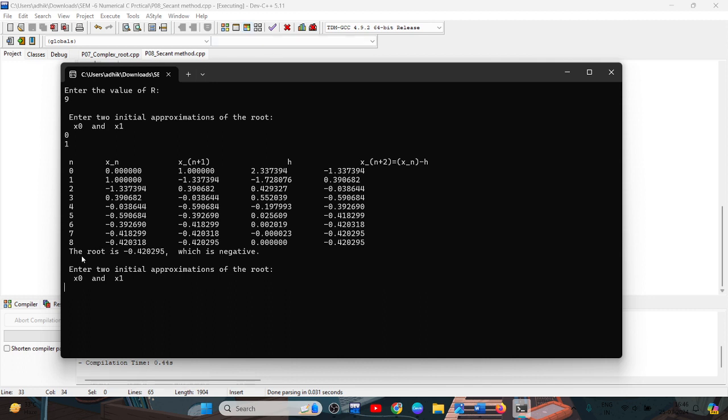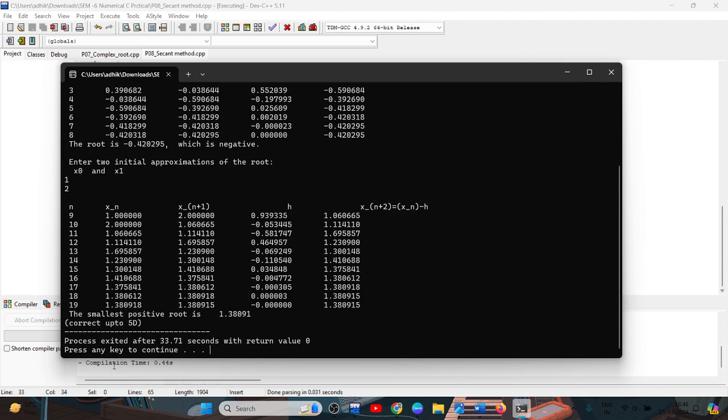Enter the value r, say 9, and enter the two initial approximations of the root, x0 and x1. We put x0 as 0, x1 as 1. Here we get the root minus 0.42, which is negative, and we want the smallest positive root, so we again enter x0 as 1 and x1 as 2. We get the smallest positive root 1.38091 of this function.